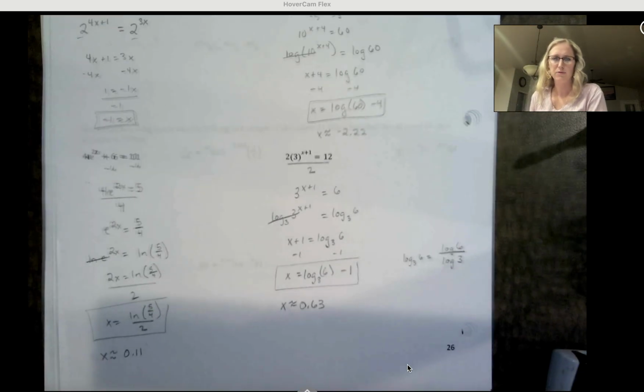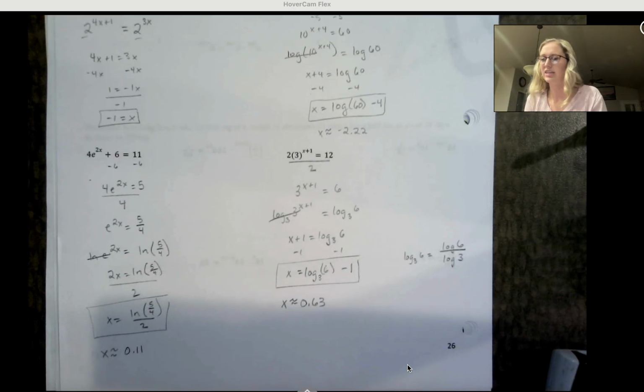And I actually think that was the last one. Yep, that is the last example for this video, you guys. So the big idea, again, is to get the exponential piece by itself first before applying a log to get rid of it.